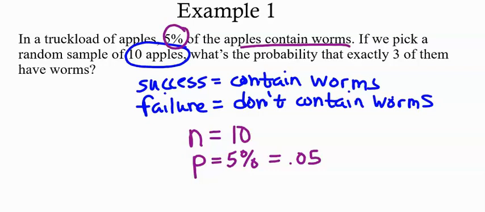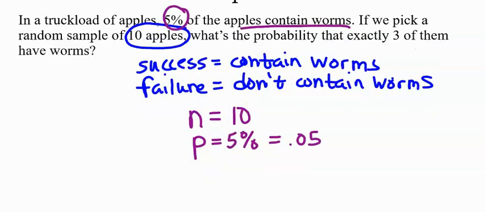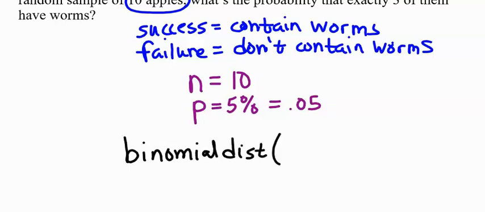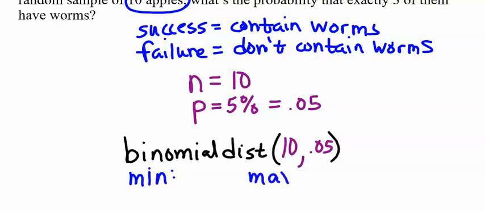All right. So when we go into Desmos in a few seconds, we're going to do binomial dist. We have our n and our p. Again, we know n is 10. We know p is 0.05. But one thing you want to notice underneath it, it's going to have a min and max. And again, this is in Desmos, so it's going to look different than it does in the TI-84.